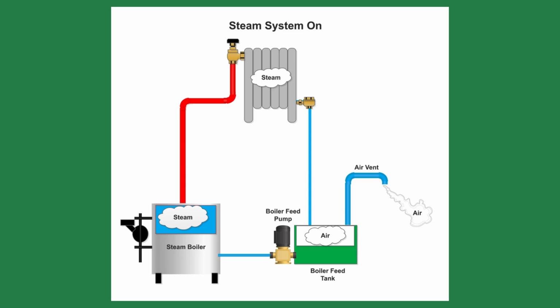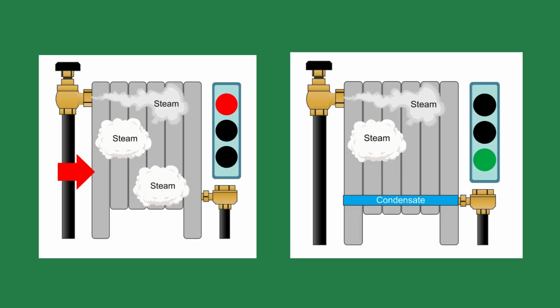The steam zooms out of there looking for the closest radiator. Once inside the radiator, it wants to surrender that 970 BTUs or latent heat and once again become a liquid. The steam trap is used to ensure the steam releases all the latent heat. When it does, the steam trap opens, allowing the condensate to pass through and return to the boiler.